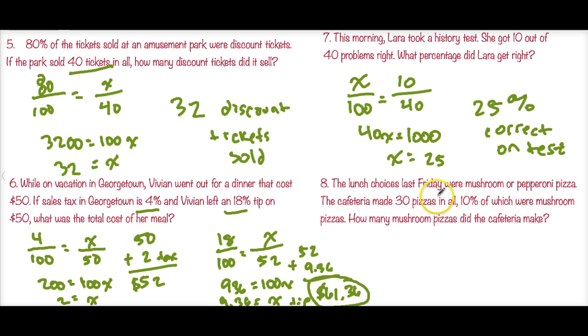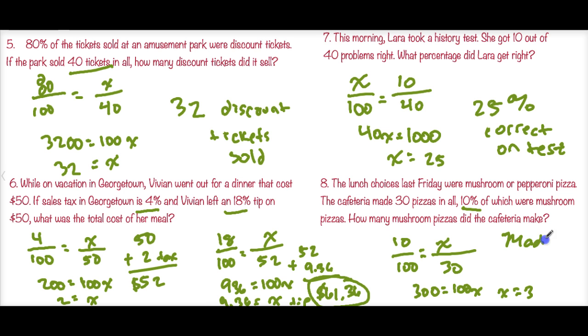All right, number 8. The lunch choices last Friday were mushroom or pepperoni pizza. The cafeteria made 30 pizzas in all, 10% of which were mushroom pizzas. How many mushroom pizzas did the cafeteria make? So I know that 10% goes over my 100 because it's over the percentage. And there's 30 pizzas in all, and I don't know how many were mushroom. So I'm going to cross multiply. And X is going to be equal to 3. So that means that they made 3 mushroom pizzas.